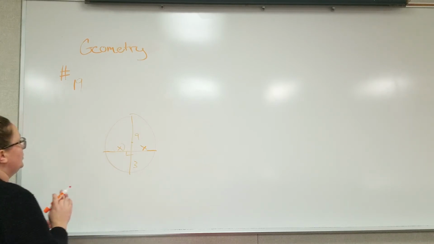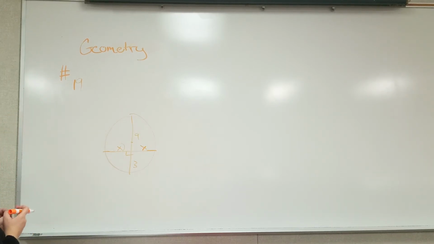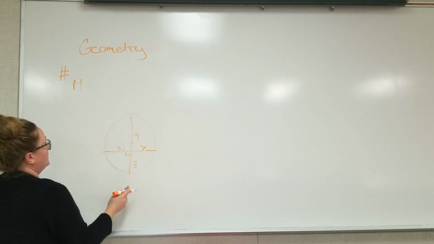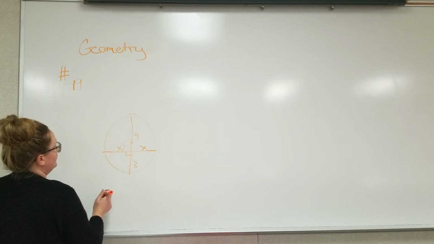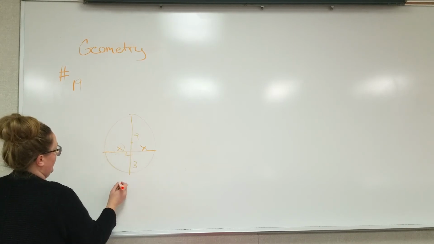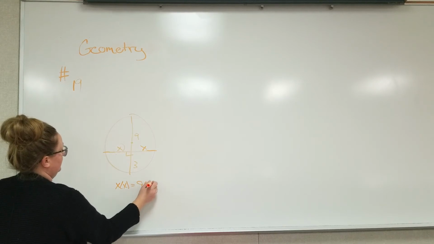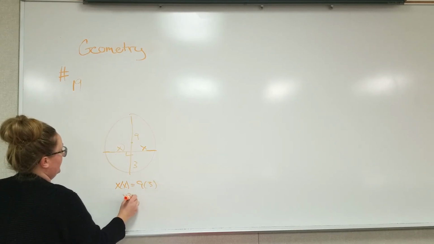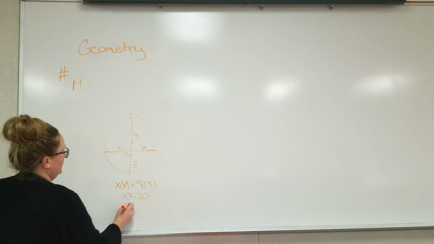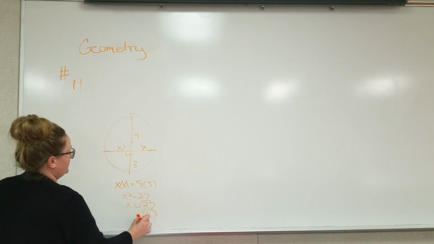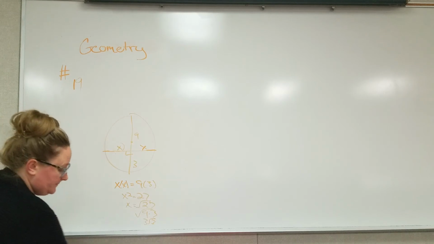So remember, 2 secants intersecting inside the circle, the products of the lengths of one secant are equal to the products of the lengths of the other. So product means multiplication, so that means you'd go x times x and 9 times 3. So x times x is x squared, 9 times 3 is 27. So x equals the square root of 27, which we already know is 9 times 3, and the square root of 9 is 3, so 3 square roots of 3.